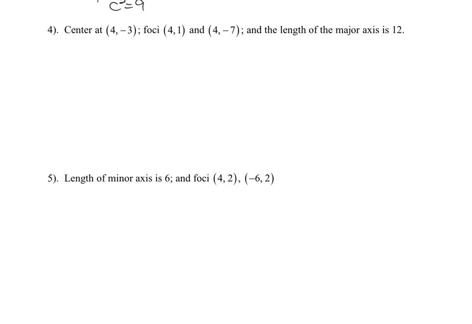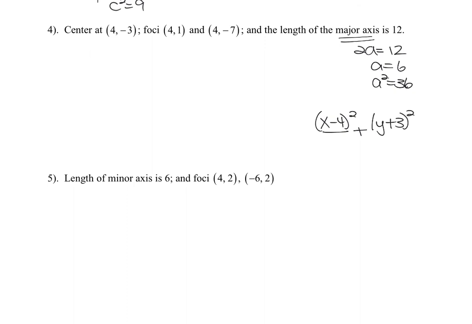Okay, last two. Center at (4, -3), the foci are (4, 1) and (4, -7), and the length of the major axis. So we looked at one like this already. That's 2a. Therefore, a is going to equal 6, or a squared is going to equal 36. I know the center as well, so I might as well go ahead and write that. (x - 4)^2 over something plus (y - (-3))^2, so plus (y + 3)^2 over something, is equal to 1.